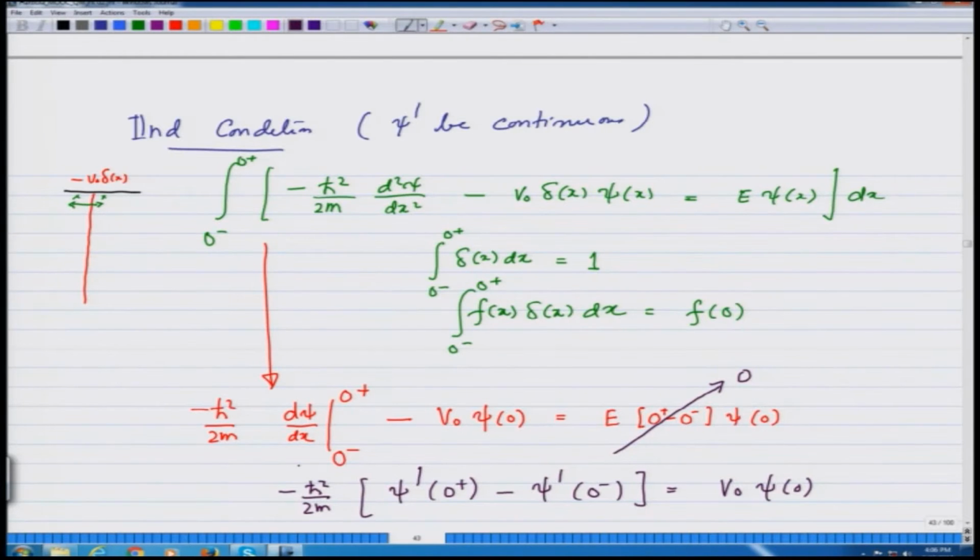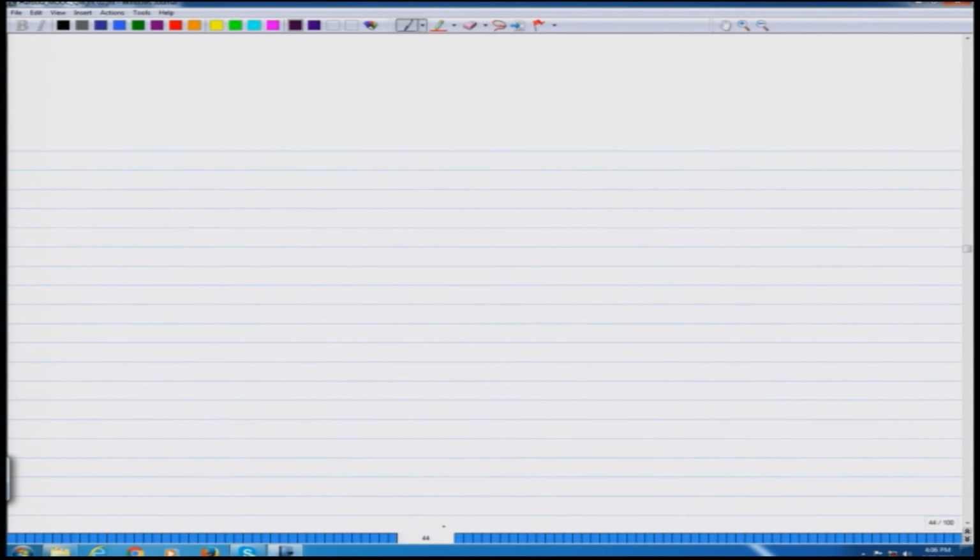So, this is what the delta function does. If the delta function was not there, psi prime would have been continuous, but because of the delta function there is a discontinuity in psi prime, and that is what leads to the energy. So, let us write this now. The boundary condition at 0 is now minus h cross square over 2 m times psi prime at 0 plus minus psi prime at 0 minus is equal to v 0 psi at 0.